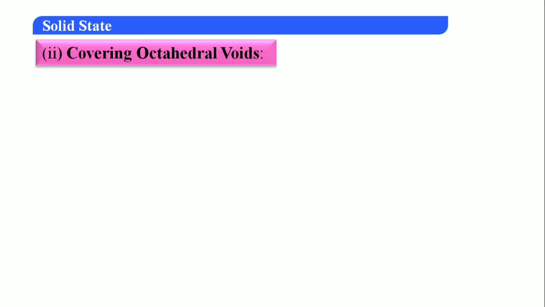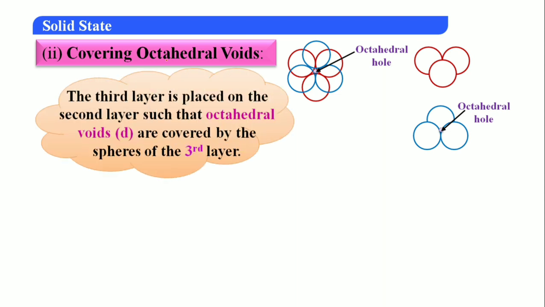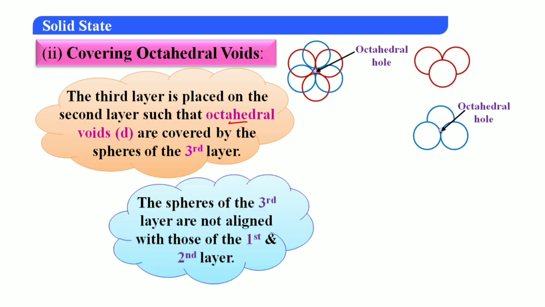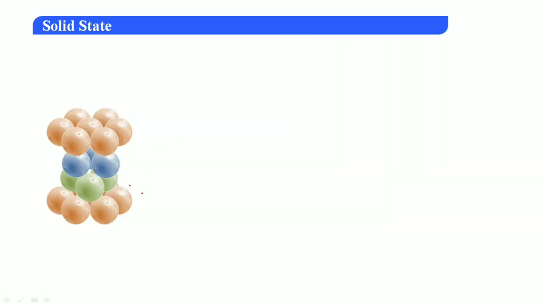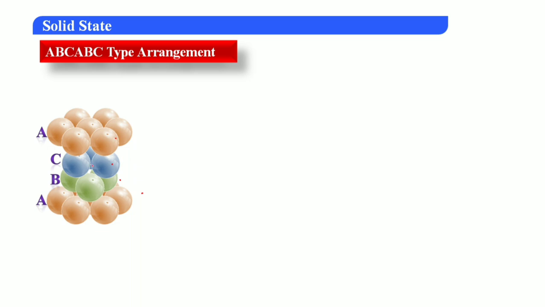Now covering octahedral voids. Here you can see the third layer is placed on the second layer such that octahedral voids are covered. In the previous case, tetrahedral voids were covered, like that here octahedral voids are covered. So the third layer is not aligned with those of the first and second, which means all the first three layers are different. Just like this. This is A, this is B, this is C. Once again A. So A, B, C. Like this. So ABC type of arrangement we will call it. The first layer is similar to the fourth layer, not the third layer, remember. Totally these are different. Once again here we will get B, here we will get C. Hence it is ABC type of arrangement.